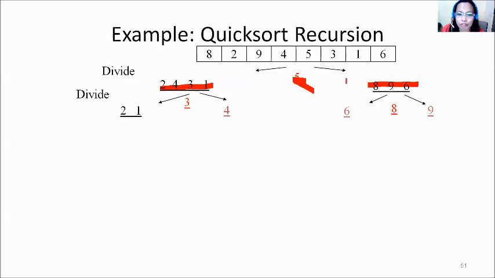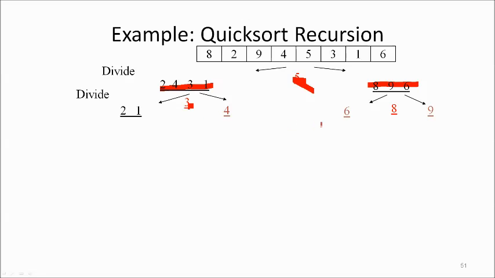Next, we're going to divide again. Okay, so we have the 2, 4, 3, 1 here. We pick a pivot again. The pivot here now is 3, okay? So we're going to divide it again. What are the elements that are less than the pivot and the elements that are greater than the pivot? 2 and 1 are less than the pivot, while 4 is greater than the pivot.